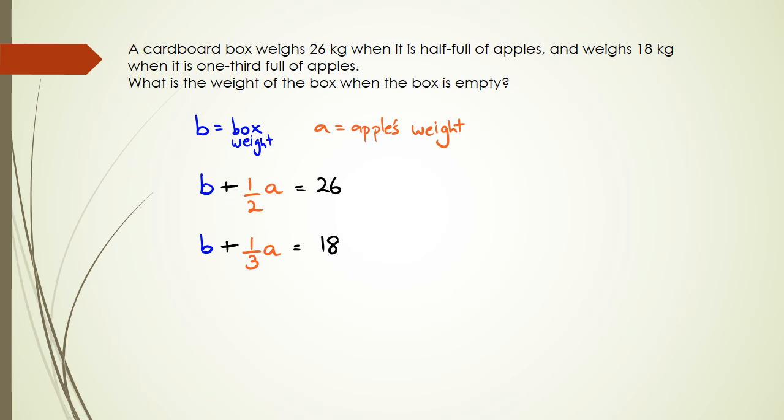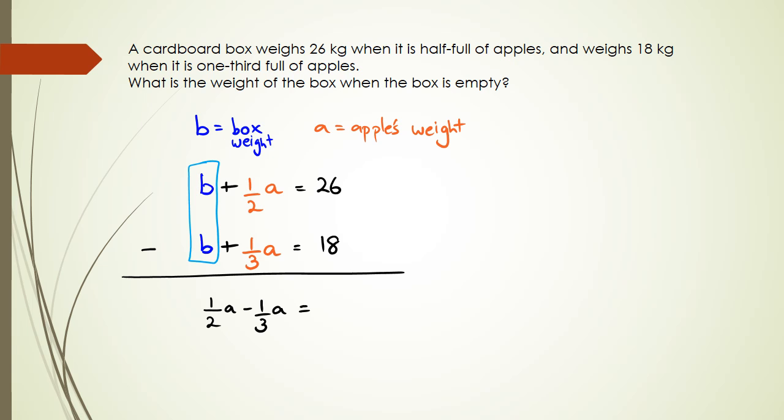So we've got our simultaneous equations, and we can see that these two terms are the same. So the best possible way to do this particular question would be to eliminate the B from these equations. So when we do B minus B, it becomes 0. I'm going to write it like this: half A minus 1/3 A, because maybe it is a merit question. I don't know. We'll see. 26 take away 18 would be 8.